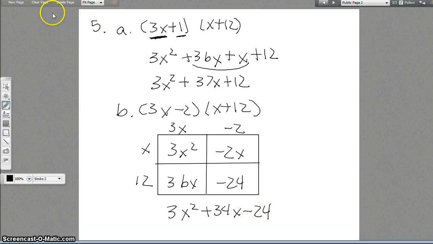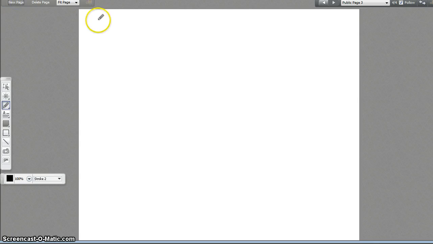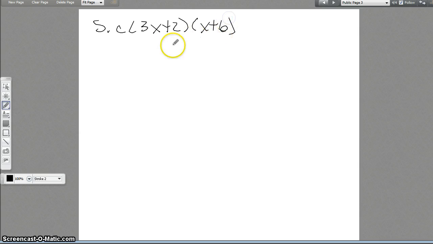So next I will do one more problem from number 5. Part C is 3x plus 2 times x plus 6. So I'm going to use what is called the FOIL method, just so that you hear what that is. FOIL stands for first, outer, inner, last.